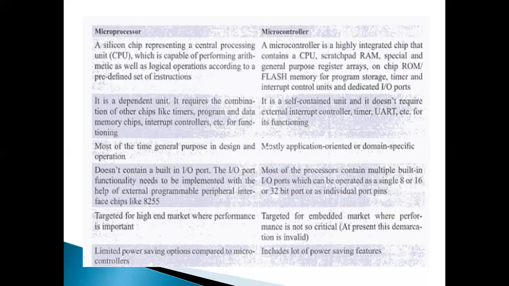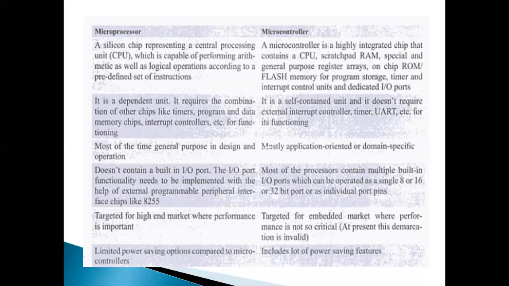So microprocessor and microcontroller. The main difference between microprocessor and microcontroller is that the microprocessor is basically a silicon chip representing a central processing unit which is capable of performing arithmetical and logical operations according to predefined instructions. A microcontroller is a highly integrated chip that contains CPU, scratchpad RAM, special and general purpose register array, on-chip ROM, flash memory, and storage, timer and interrupt control units, and dedicated I/O ports. The microprocessor is a dependent unit. Microprocessor alone cannot be used to implement a particular application.